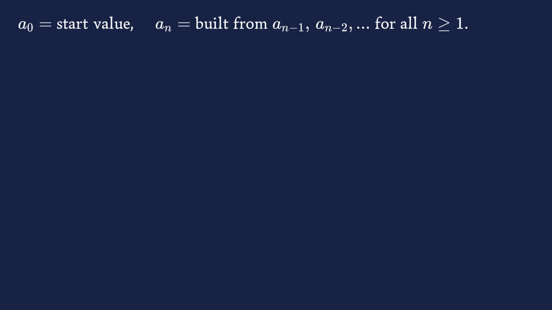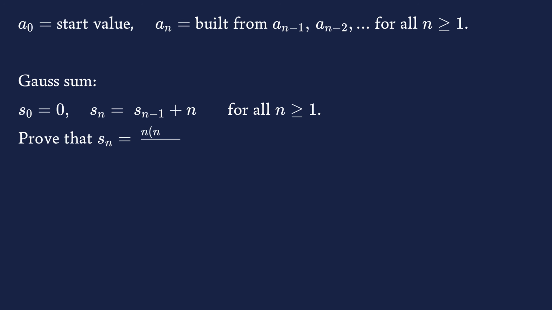Even the first example we saw in the video can be formulated like this. Let S0 be 0 and say that Sn is given by Sn minus 1 plus n for all larger n. This is just another way of saying that the nth number here is the sum of the first n positive integers. And so you might encounter the exercise to prove that Sn, defined like this, is equal to n times n plus 1 over 2.